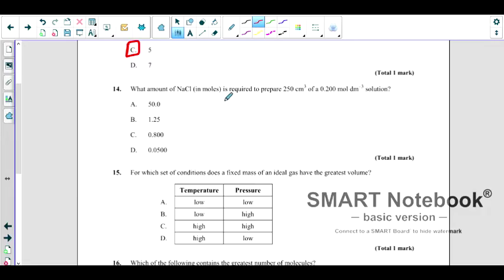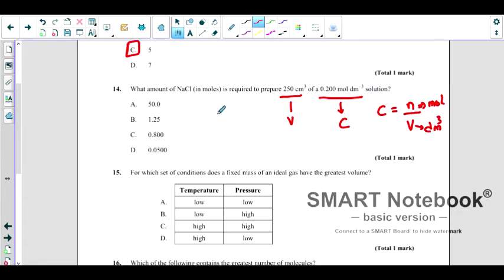What amount of NaCl in moles is required to prepare 250 cm³ of 0.2 mol/dm³ solution? Sometimes if you are confused in the exam about which value is which, try to focus on the units. This is cm³, so surely this is volume. This is mol/dm³, which is basically concentration. So we have a formula which says C equals n over V, where n is in moles and V is in dm³. So using this relation we can get the answer.